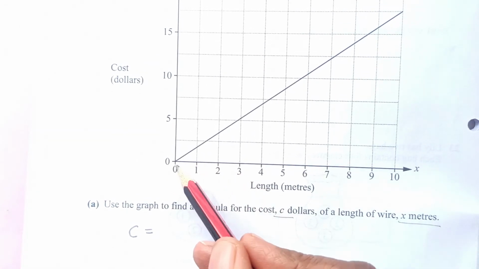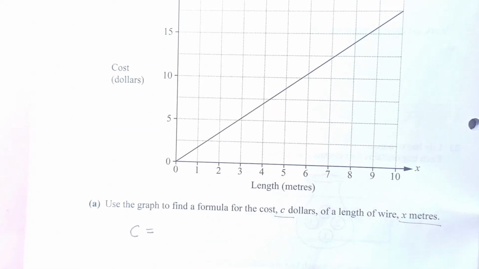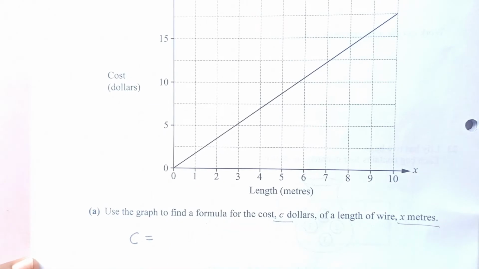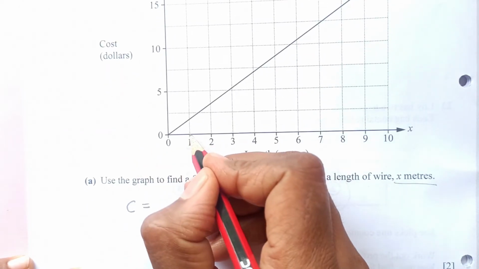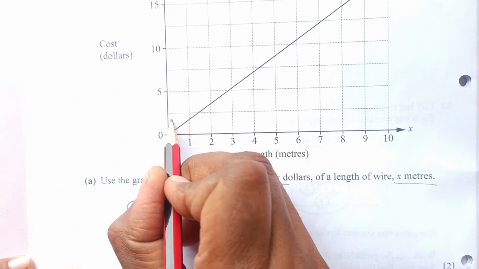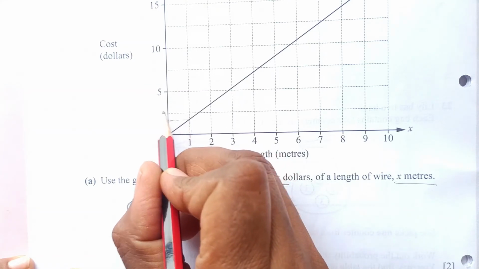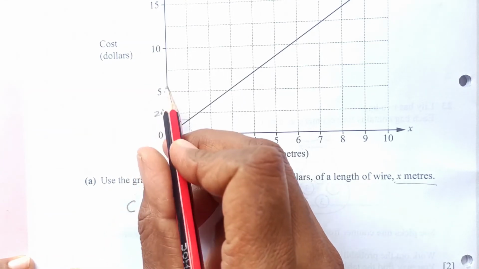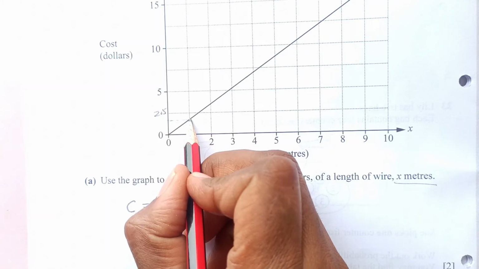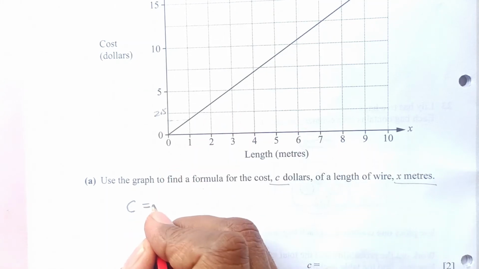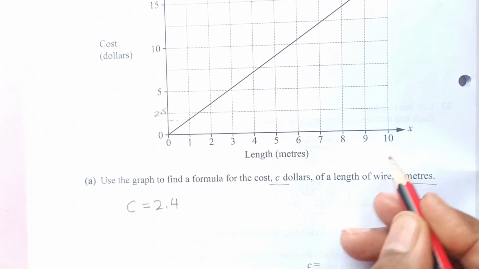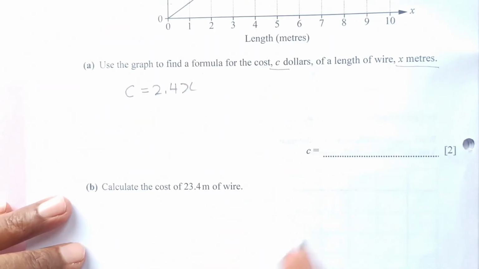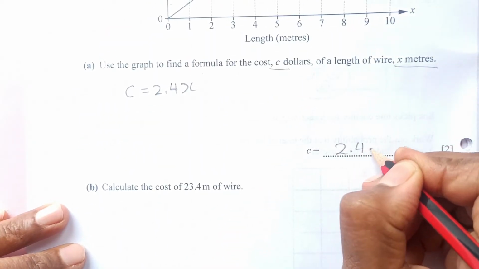So we can see from 0 to 10, I have this one here. So we can simply find it out from 1. When the length is 1, the cost is here. You see this is 2.5 between 0 and 5 in the middle, so this may be 2.4 or 2.3. Let me write down 2.4 times X. So C will be 2.4 times X.